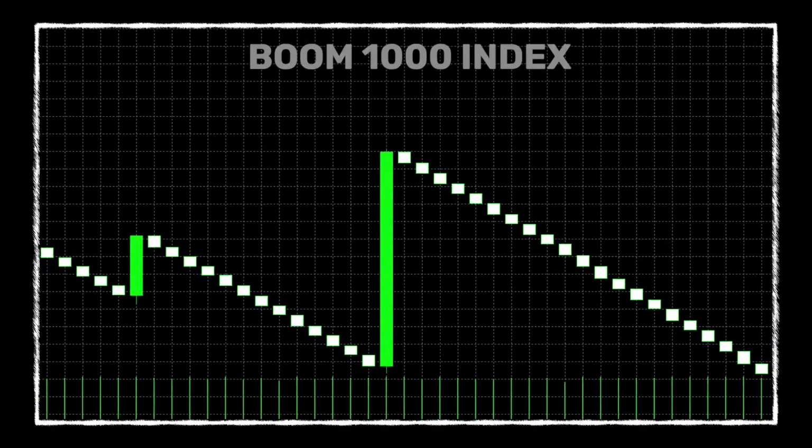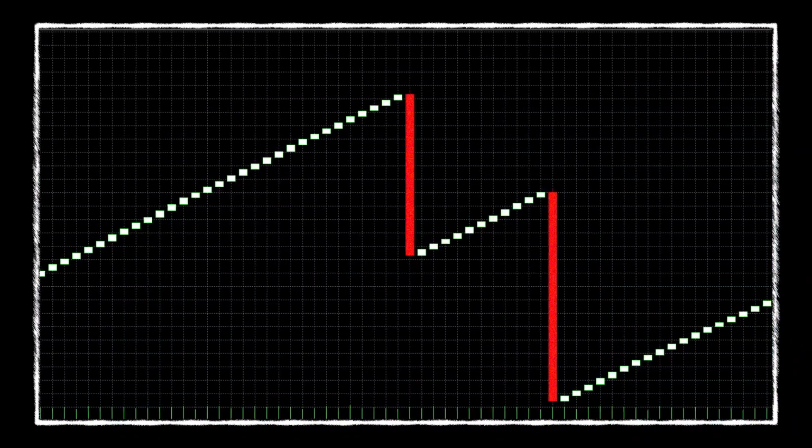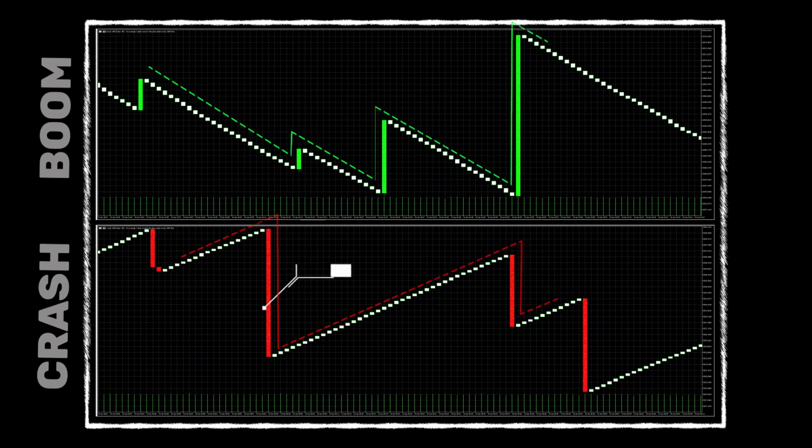This is the Boom 1000 index and this is a Crash 1000 index. On the 1 minute time frame, they both look like they're going in the opposite direction. The long bars are called spikes. On Boom 1000, the spike goes in the upward direction, hence the name Boom. On Crash 1000, the spike goes downward, hence the name Crash.